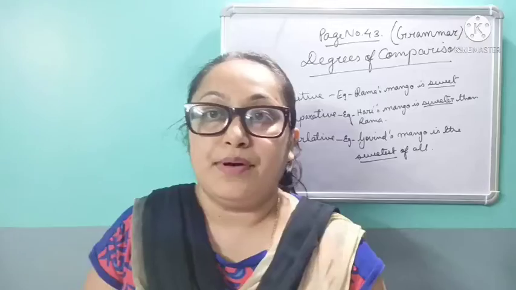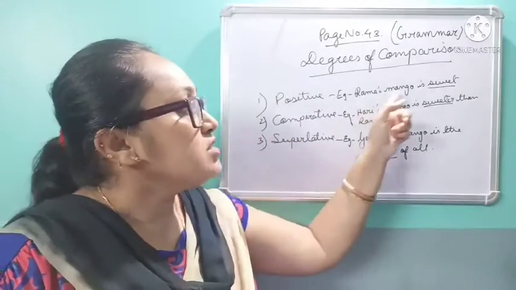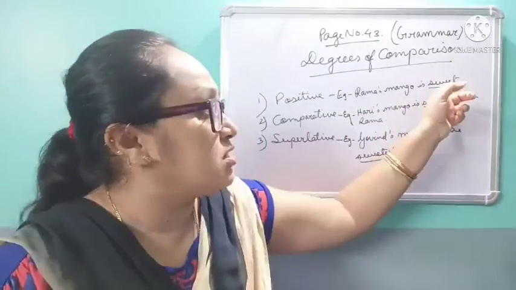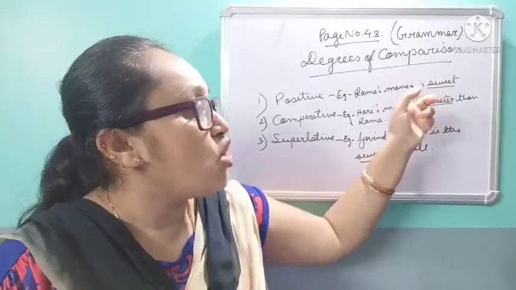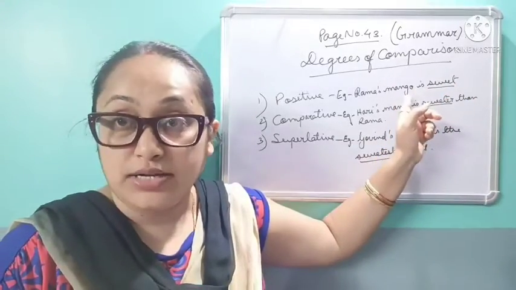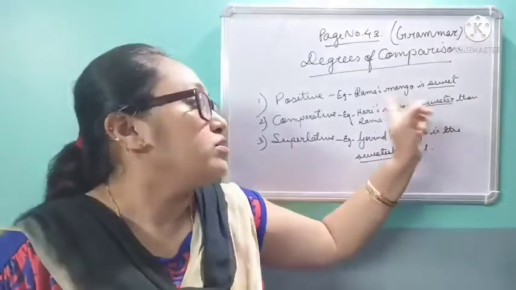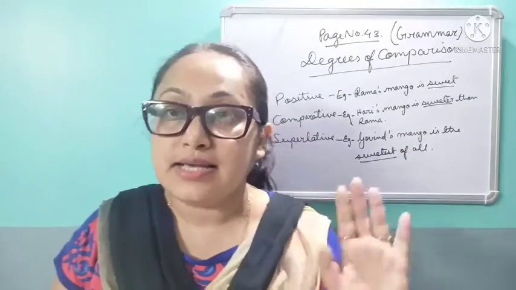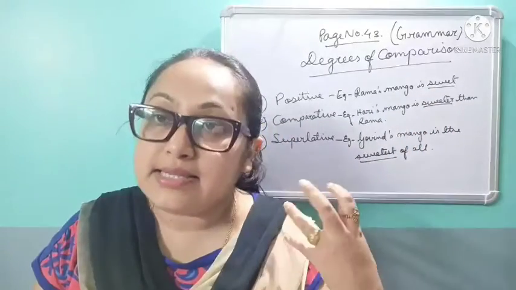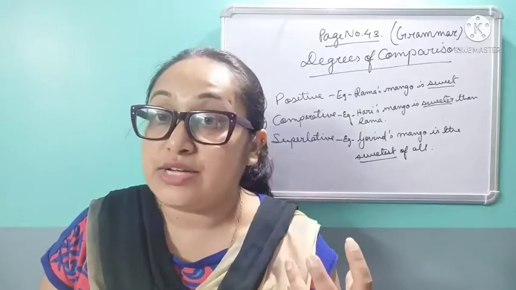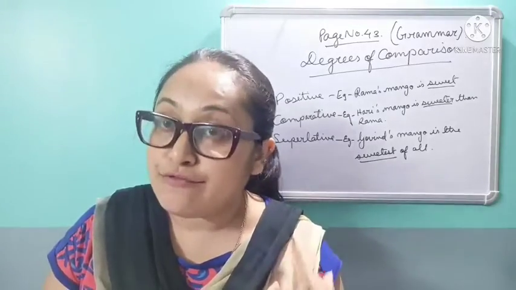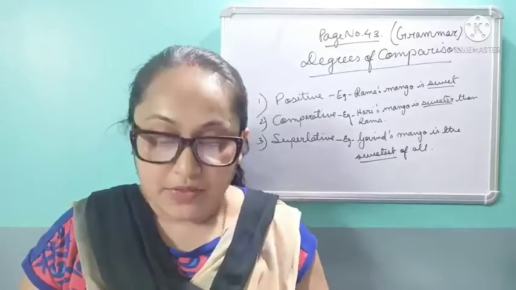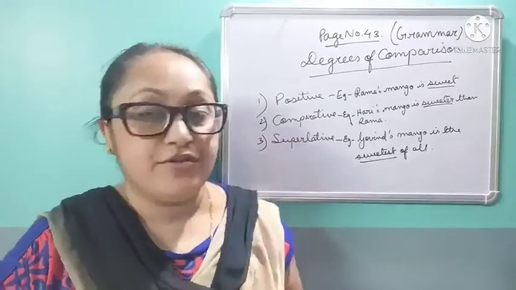Clear? Example: Rama's mango is sweet. It is a simple adjective. The mango has the quality of sweetness, isn't it? This is simple. That is why it is said that the positive degree is the adjective in its simplest form, which does not make any comparison. Clear? Now coming to the comparative degree.